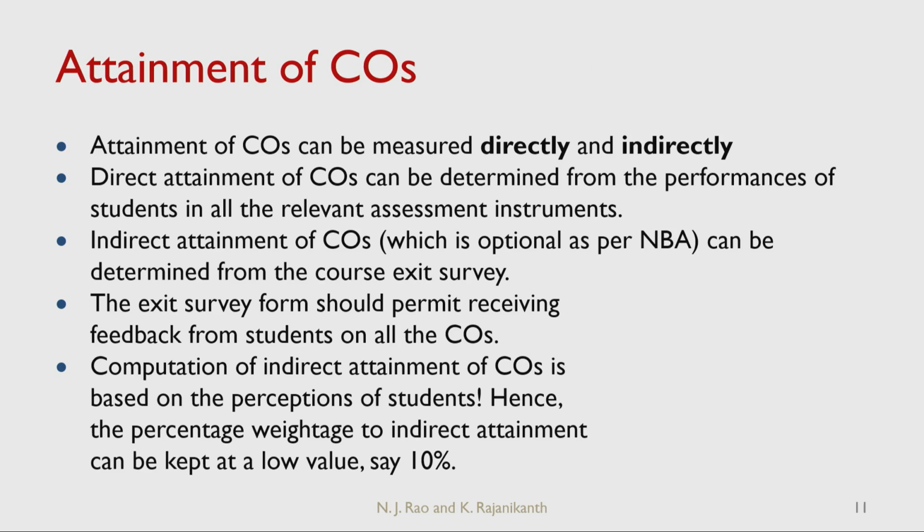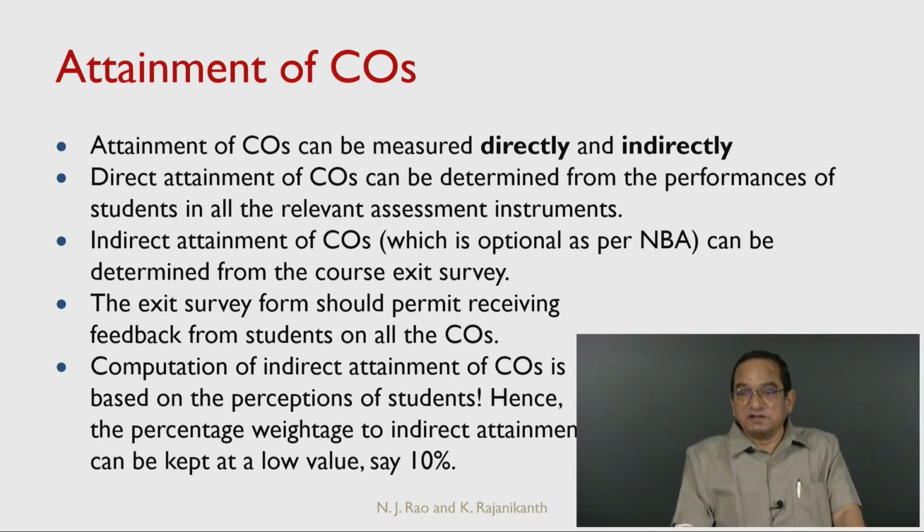The attainment of COs can be computed directly and indirectly. Direct attainment of COs can be determined from the performances of students in all the relevant assessment instruments. We call it direct attainment because it is determined directly from the performances of the students in continuous internal evaluation as well as semester end examination. This method of determining the attainment from the performances of the students is called direct attainment.